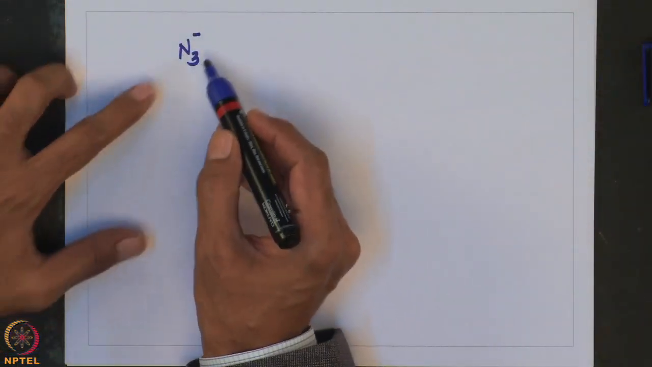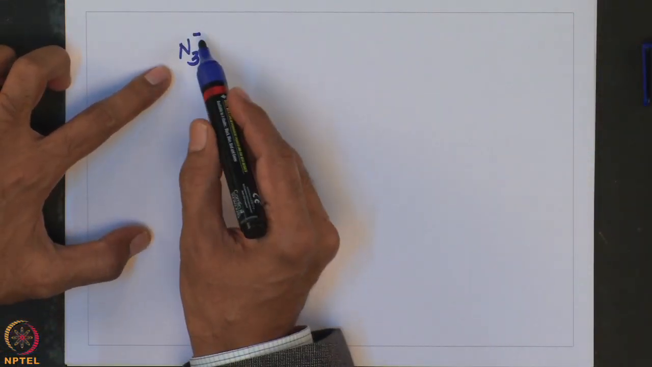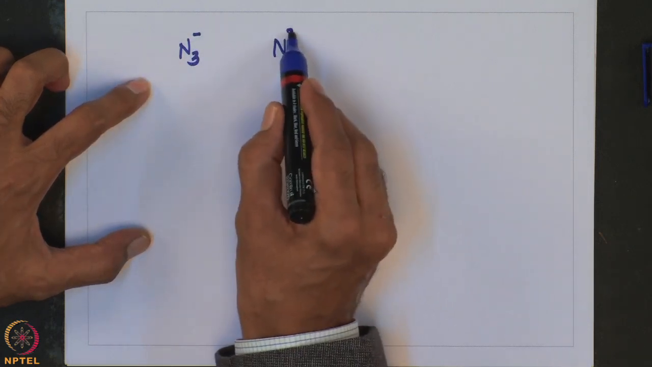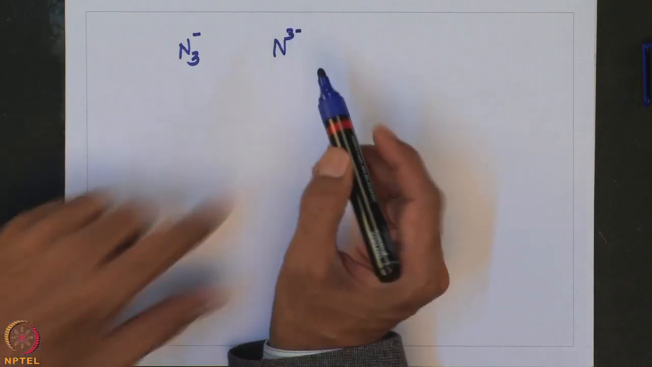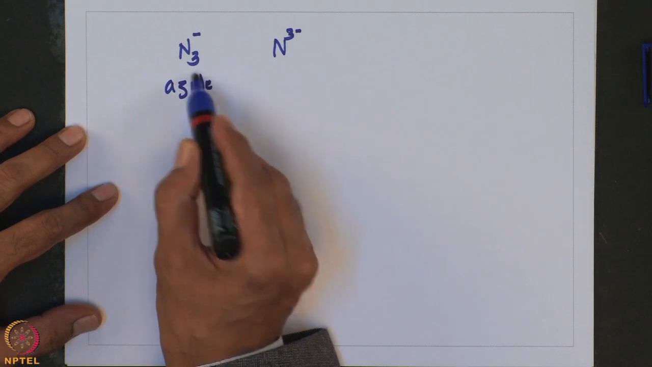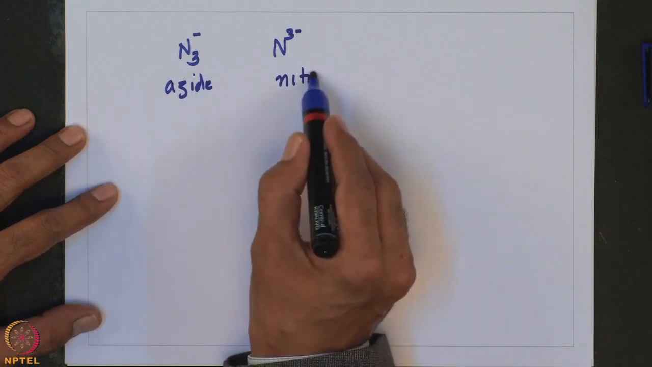Another important class of nitrogen compounds are essentially azides. Azides are toxic and unstable, and they are used as detonators in explosives. So, one should not confuse between azide and nitride. So, N3 has a single negative charge, whereas in case of nitride we have one nitrogen with 3 negative charges. So, this is azide and this is nitride.